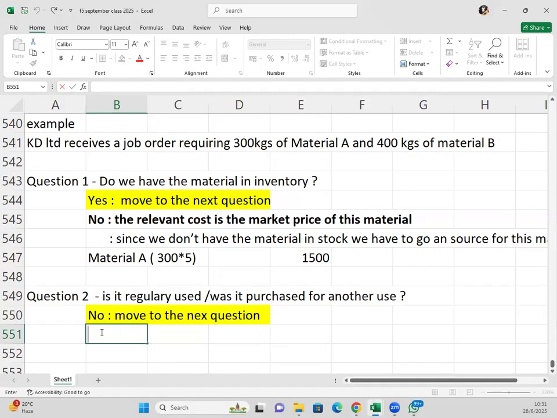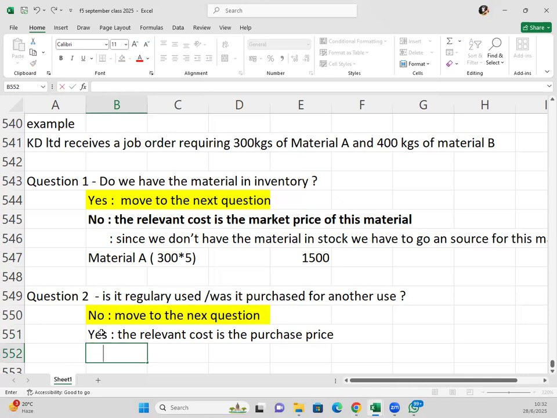It's as good as it's there, but it already has another use. So it's not available for this order. So if it's there in our inventory, but it has another use, it's as good as we don't have. So if the answer is yes, it is regularly used, the relevant cost is the purchase price again, like on the first question. So the relevant cost is the purchase price.